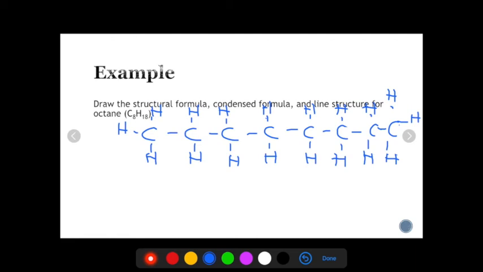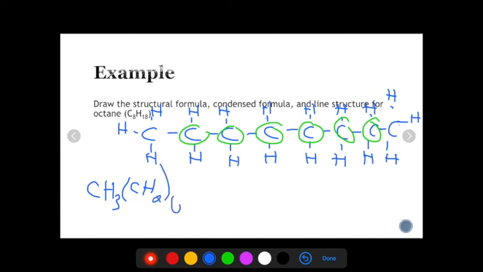Then the condensed formula, a little bit easier. We're going to have CH3 on the end. And then I have 6, right? 1, 2, 3, 4, 5, 6 carbons in the middle. Then I can put CH2, 6, and then my last CH3 on the end. So there's my condensed formula.